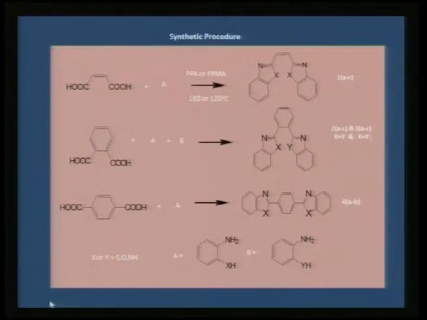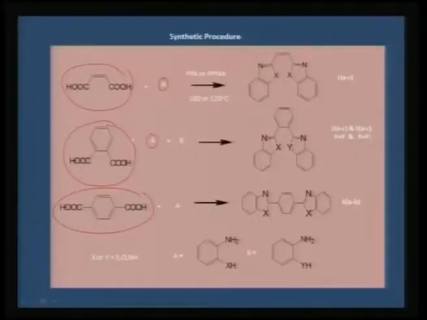Now as a general protocol, synthesis of this is very important, and if you are really interested to know how we make this sort of molecules, it is very easy. We can try to make malic acid, or we can take carboxylic acid with the carbonyl carboxyl groups in adjacent position, or you can actually have the carboxylic group in the para position. Now you can add this with A, or with A and B.